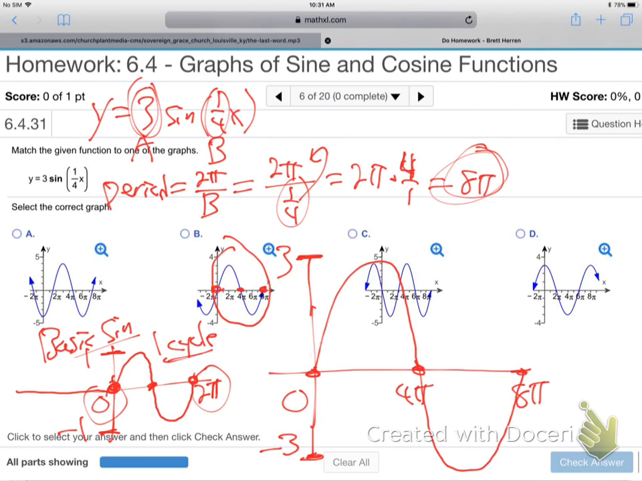The other ones do weird things. Like this one doesn't start at 0. D doesn't start at 0. C starts at 0 but goes down first. That's not right. A doesn't even start at 0, starts down. So B it is. Is that okay? Questions?